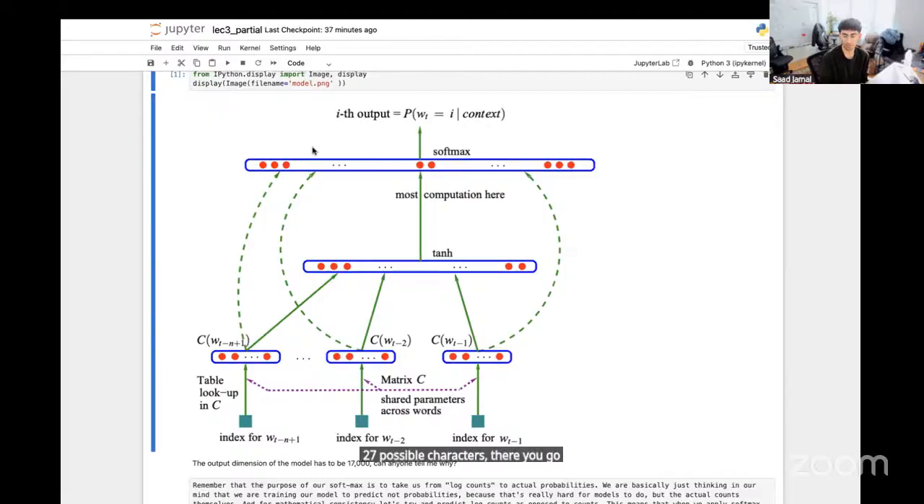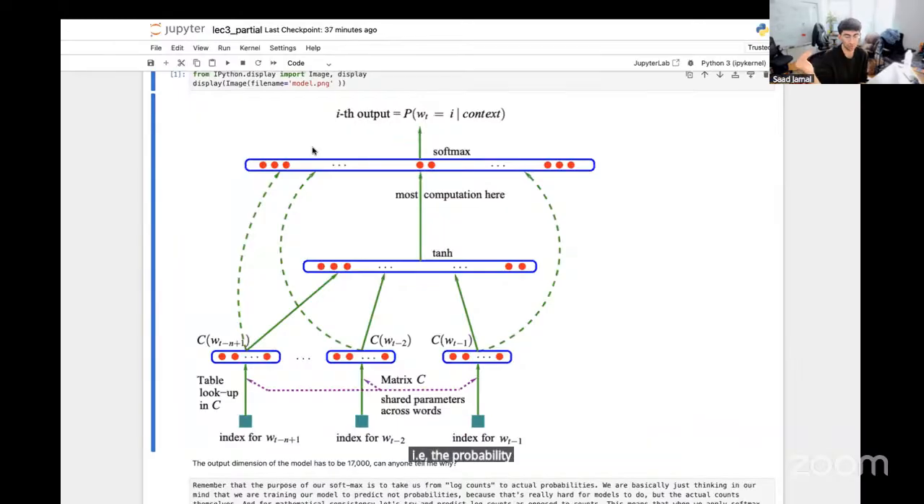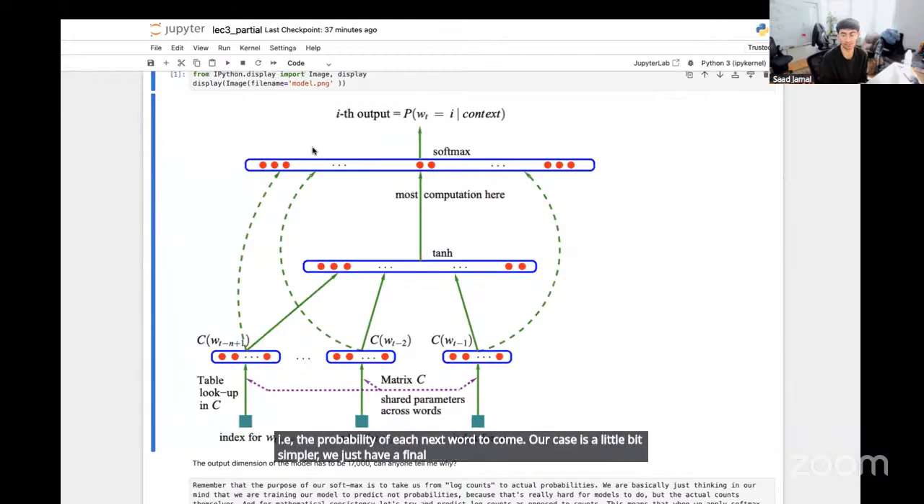So same thing for Bengio. His output dimension was 17,000 because he was dealing with words and he picked a subset of 17,000 words. So his model would predict the probabilities of the next word, and that final vector would have to be 17,000 in length, i.e., the probability of each next word to come. Our case is a little bit simpler. We just have a final vector of dimension 27 because that's all the possible characters so far. Sweet. Faizan, does this kind of make sense?